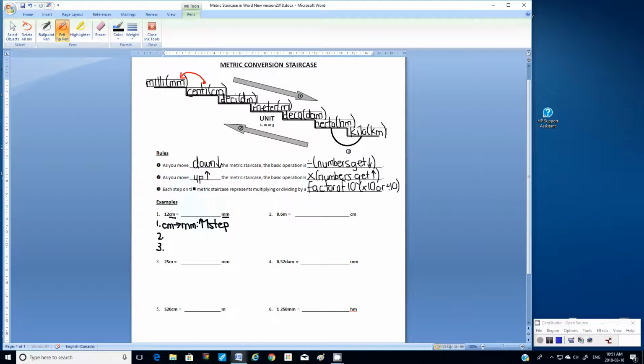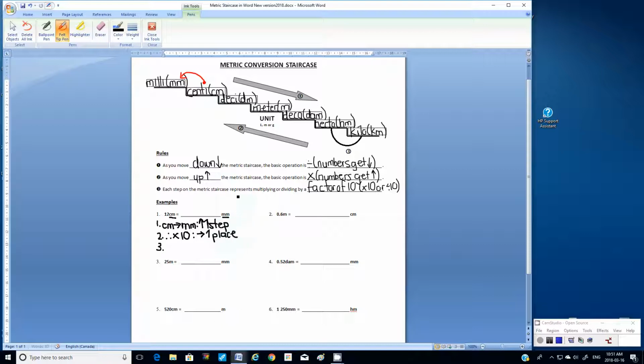Okay, so let's look at our rules. This applies to rule number 2. As you move up the metric staircase, the basic operation is multiplication. And then let's combine it with rule number 3. Each step on the metric staircase represents, in this case, multiplying by 10. We moved up one step, therefore we only have to multiply by 10. What does that mean? Well, that means moving the decimal place to the right one place.